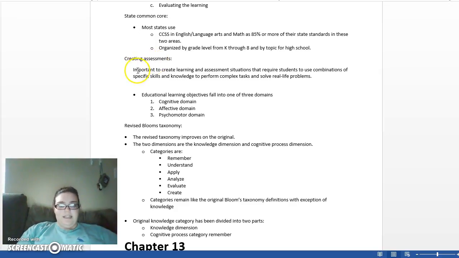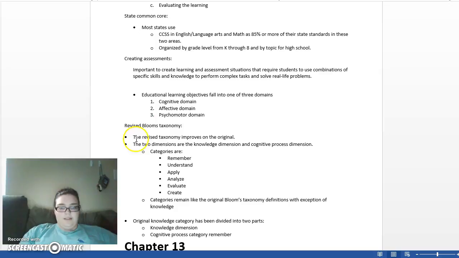Creating assessments. It's important to create learning and assessment situations that require students to use combinations of specific skills and knowledge to perform complex tasks and solve real-life problems. Creating assessments is one of the biggest things that a teacher can do. There's so many different kinds of assessments that you can use, and it's so supplemental to your children. Educational learning objectives fall into one of 3 domains: cognitive domain, affective domain, and psychomotor domain.